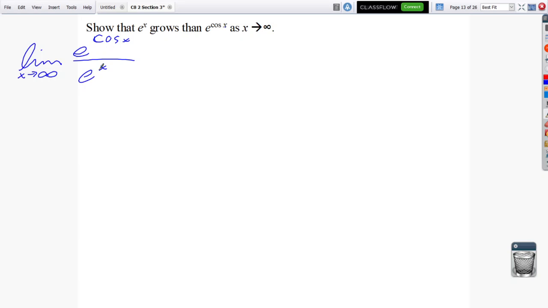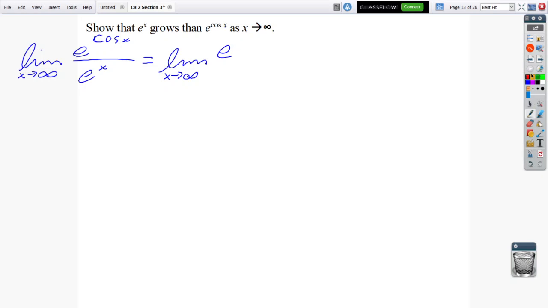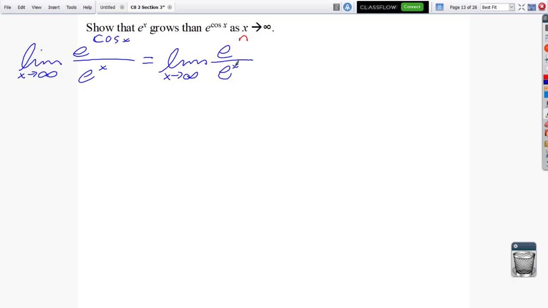But what I do know is cosine of x is somewhere between -1 and 1. It oscillates between the values of -1 and 1. So this is going to be the limit as x approaches infinity of e to some number, and that number is between -1 and 1, divided by e to the x. So e to that number is going to be some finite number, because I'm doing e to some finite number. So this becomes just some number divided by infinity. Oh, well, that becomes 0.